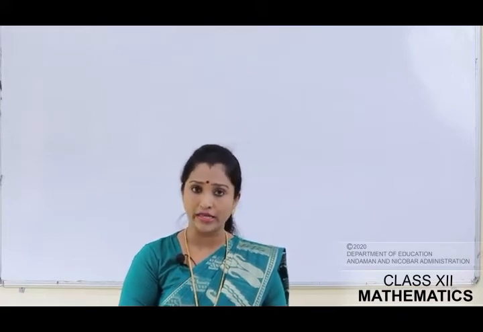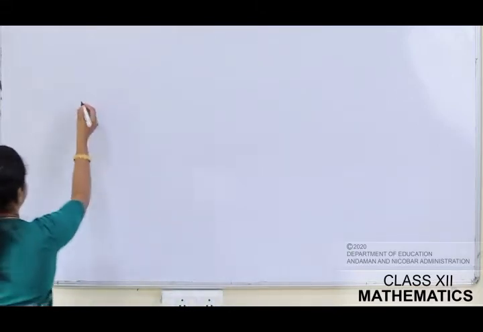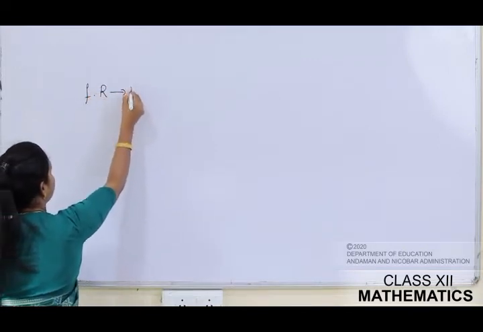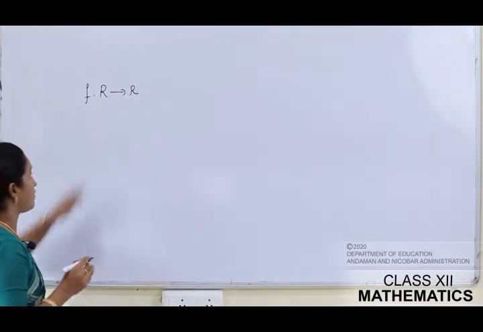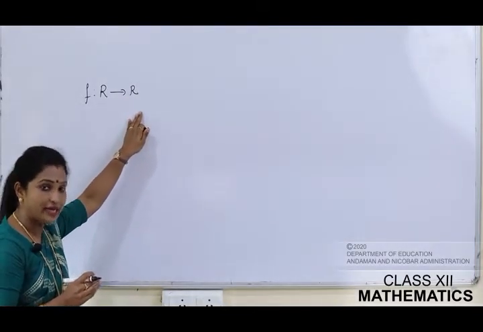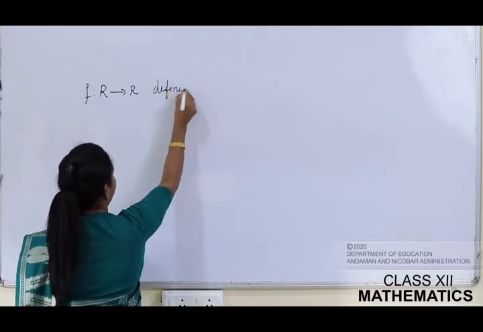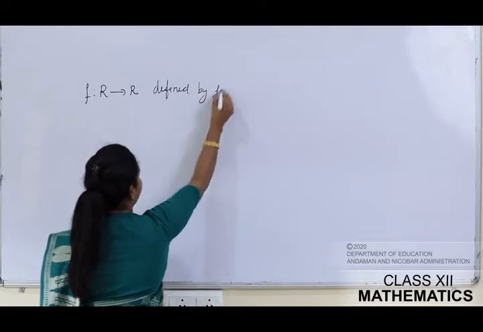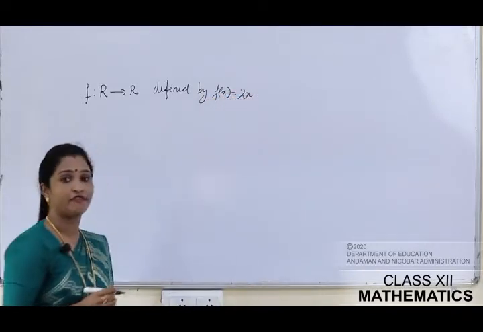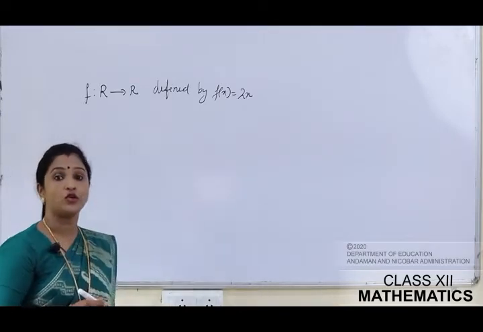Now let's see one more example on the board. F is a mapping from R to R. I am taking a function from R to R. What is R? R means set of real numbers. Defined by f(x) is equal to 2x. I am taking a function f(x) is equal to 2x. Now let's see whether this function is one-to-one or not.